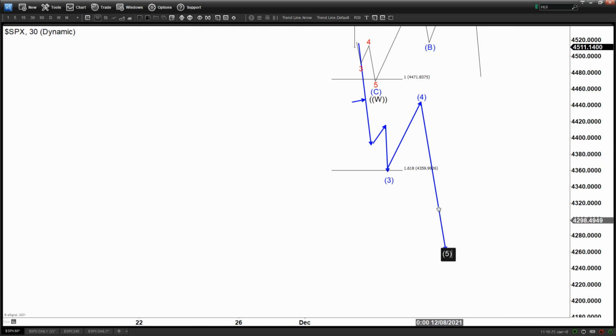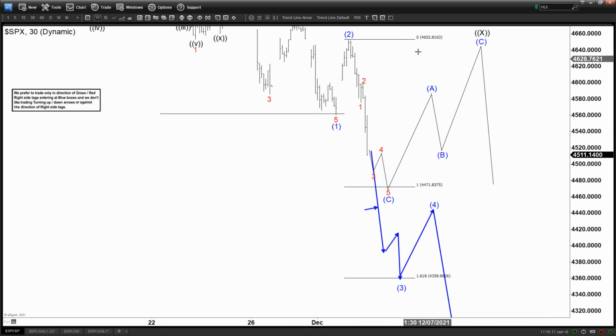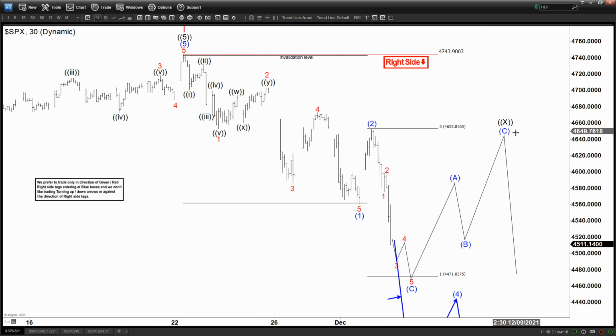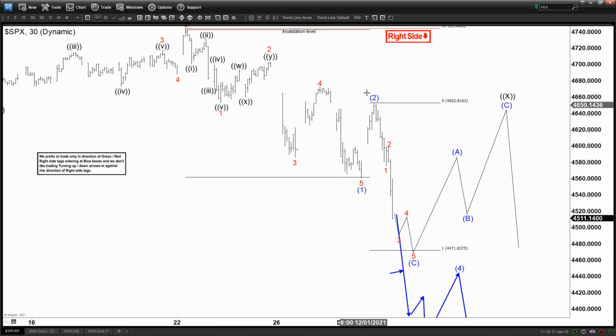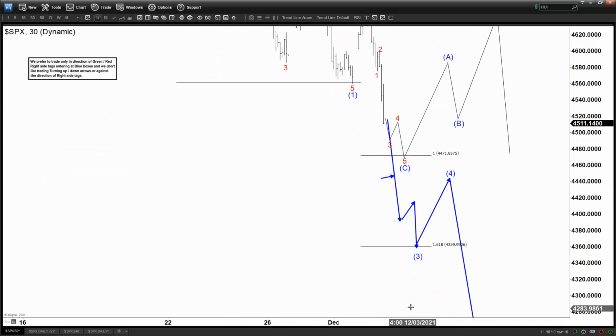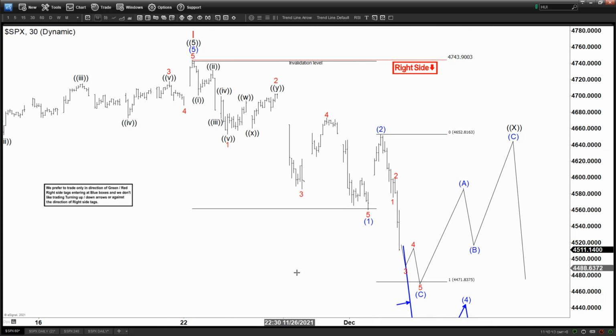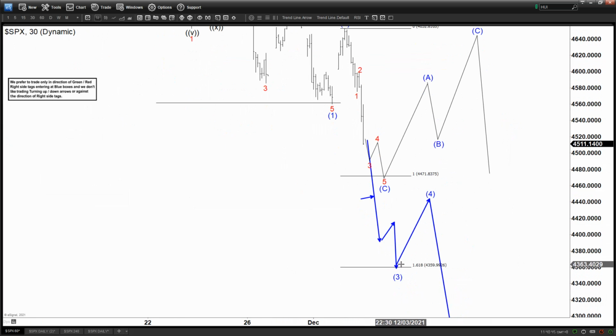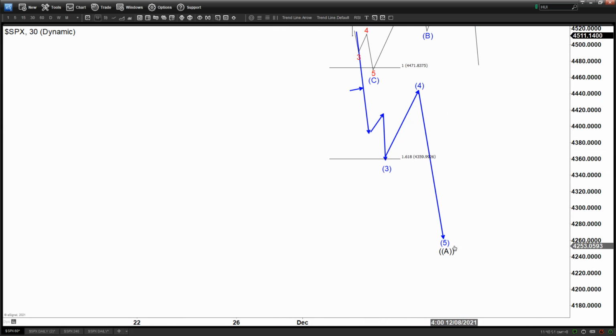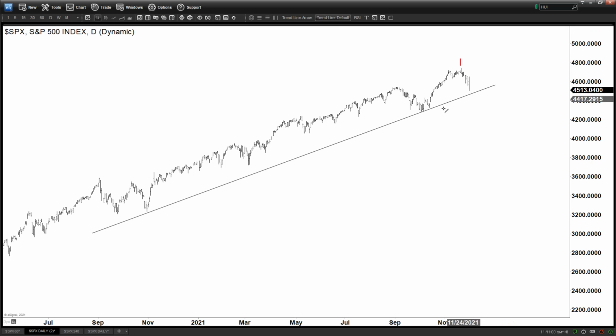So it depends on the structure of the pullback, whether the structure wants to take shape of an ABC, WX and then another ABC, or it wants to take shape as a 1 2 3 4 5. If it takes the form of a 1 2 3 4 5, then we can sell off even sharper than this, even more so. And we will see for the downside, if it is 5 waves, until we finish with 5 as a bigger A. You can imagine here we are close to this trend line, so it makes sense to think that we might get some sort of support right there.